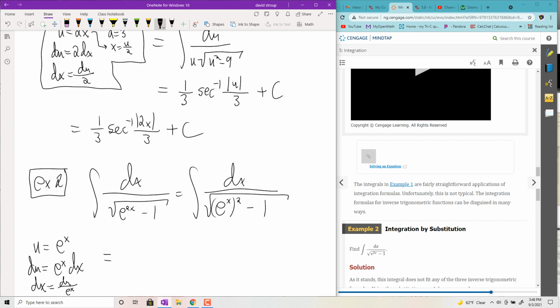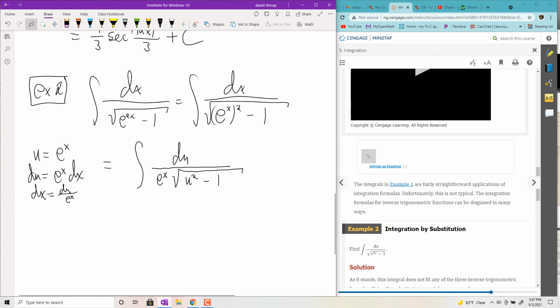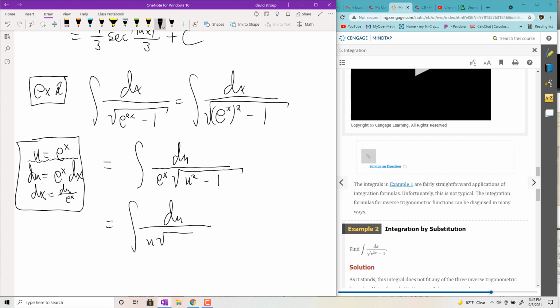Okay. So doing our substitutions here, I'll have du all over an e to the x, I can put that in the denominator then, and then square root of u squared minus 1. It seems like we're in trouble because I haven't gotten rid of that e to the x, but you could replace it with u, right? The first line of our box of substitution stuff says that e to the x is just u, so I could rewrite it as du all over u times the square root of u squared minus 1. And then it definitely has the arcsecant form.